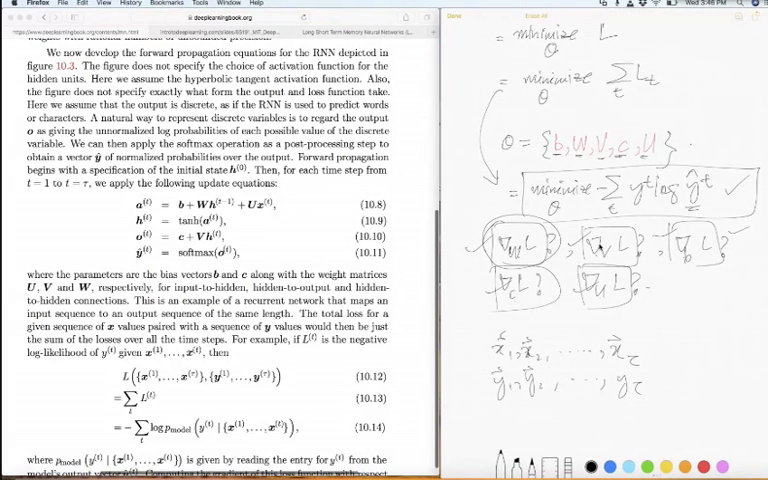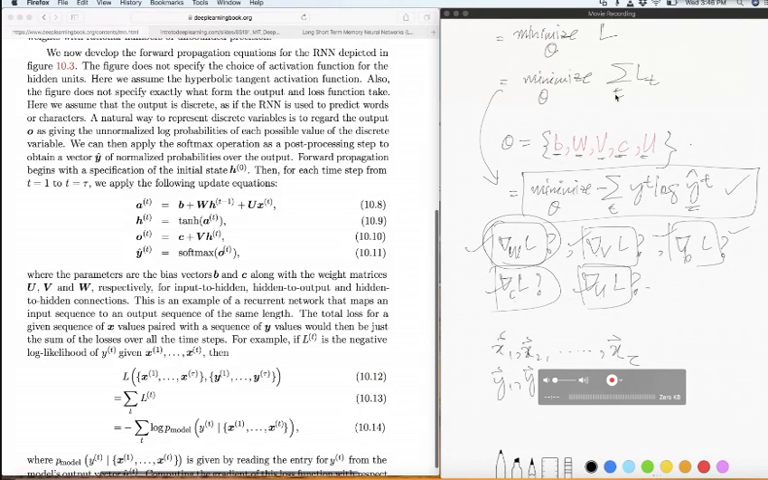So we have these loss functions LTs, and we sum over T. LT was just this classical cross entropy loss function. And we wanted to minimize it over the parameters theta. Theta over here is W, V, U, and so on. And we were trying to compute the gradients with respect to these parameters.